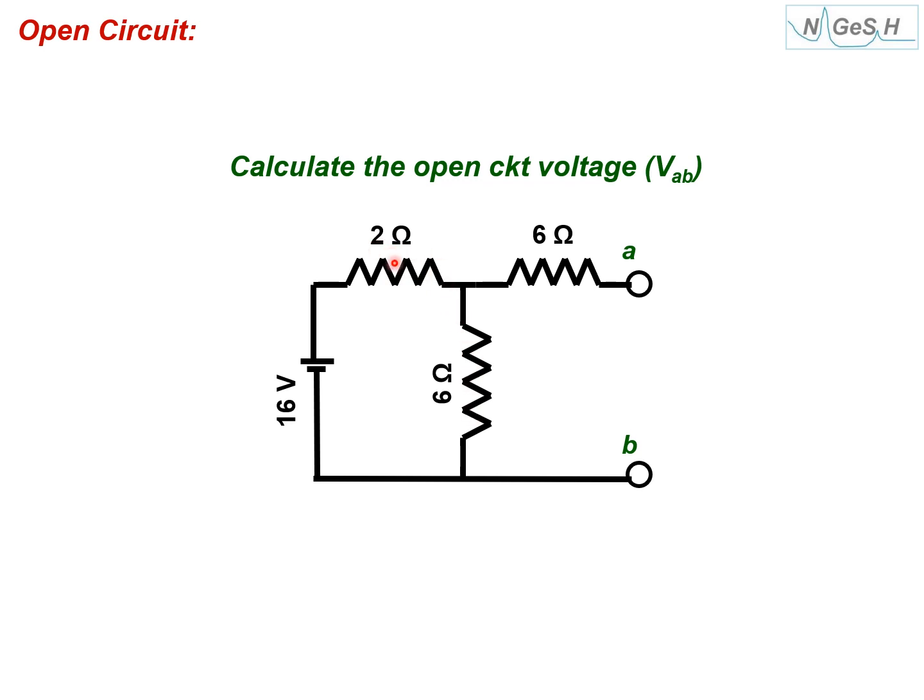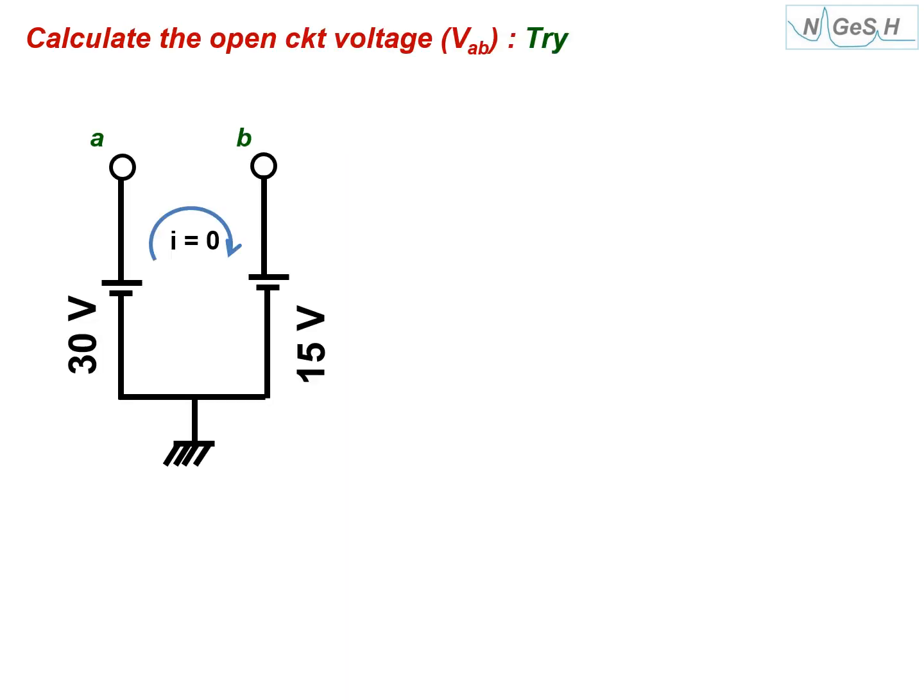So actually, these two are in series. Since these two are in series, this is simply a voltage divider. You can find the voltage here. Or you can say 6 plus 2 is 8 ohms, 16 by 8, 2 amperes of current is coming here, 2 into 6, 12. Here 4 volts, here 12 volts. The 12 volts will appear at the terminal. That is the open circuited voltage, VAB equals 12 volts. Let's see another example here.